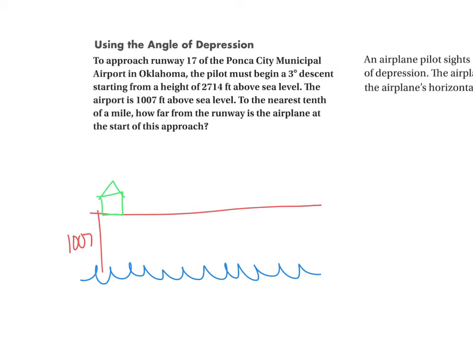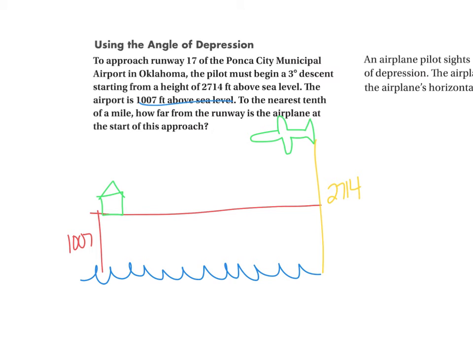And now then we also have an airplane flying around. Are you ready for this? Here's my airplane. Looks pretty good. I'm pretty impressed. Okay, so then it says what else? So we got the 1,007 done. Now the starting height of the airplane is 2,714. So from here to here is 2,714. All right, so to the nearest tenth of a mile, how far from the runway is the airplane at the start of its approach?